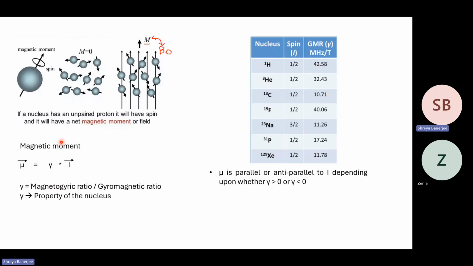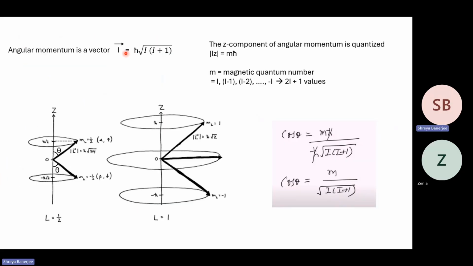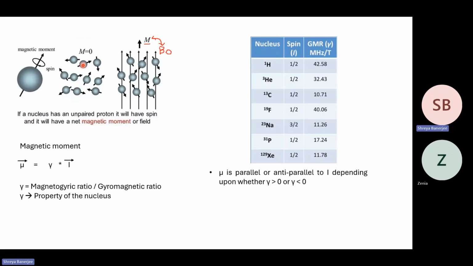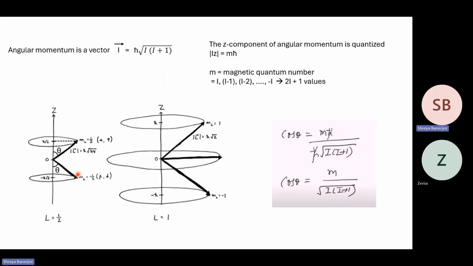And I, we will talk about I in the next slide. I is actually the angular momentum. So when you have a spinning particle, a spinning charged particle will have a magnetic moment, but it will also have an angular momentum since it is spinning. And I is a vector quantity, that is why it is represented like this with an arrow on top. This angular momentum vector has a magnitude given by h bar, which you know is the Planck's constant by 2 pi, into root I into I plus 1, where I is a quantum number.